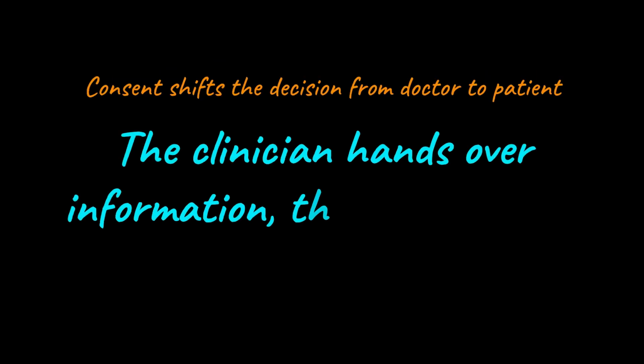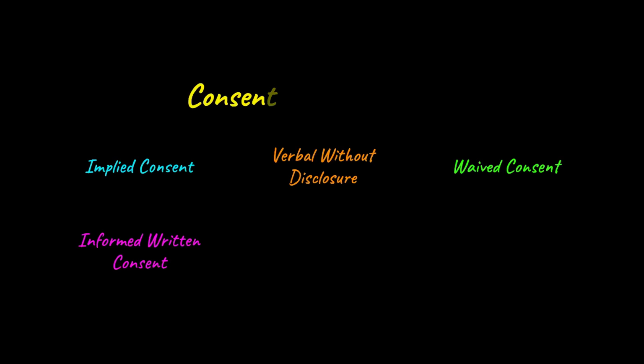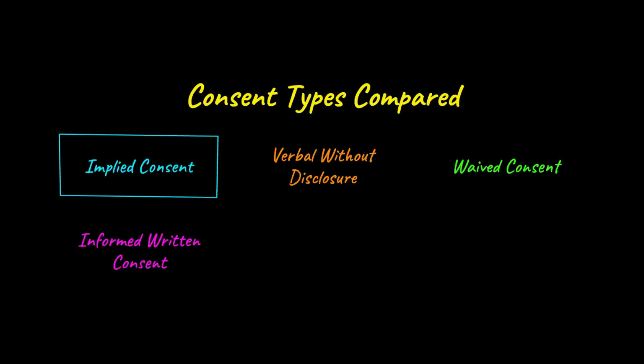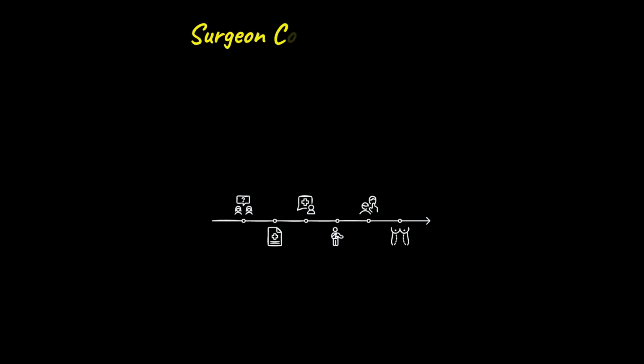This principle exists because patients have the right to decide what happens to their own bodies. A procedure done without proper consent is legally battery, no matter how beneficial it turns out to be. Implied consent is inferred from action, like rolling up a sleeve for a blood draw. Verbal consent without explanation lacks true disclosure. Waived consent applies only in approved research settings. And informed written consent is required for planned procedures with full disclosure and signature.